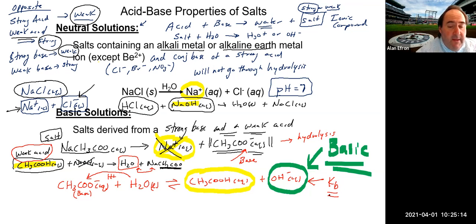So when a salt comes from a weak acid and a strong base, it will go through hydrolysis, which means part of the salt, in this case, the acetate part of the salt, will react with water, and in this case, produce hydroxide, resulting in a basic solution occurring. Any questions on that?